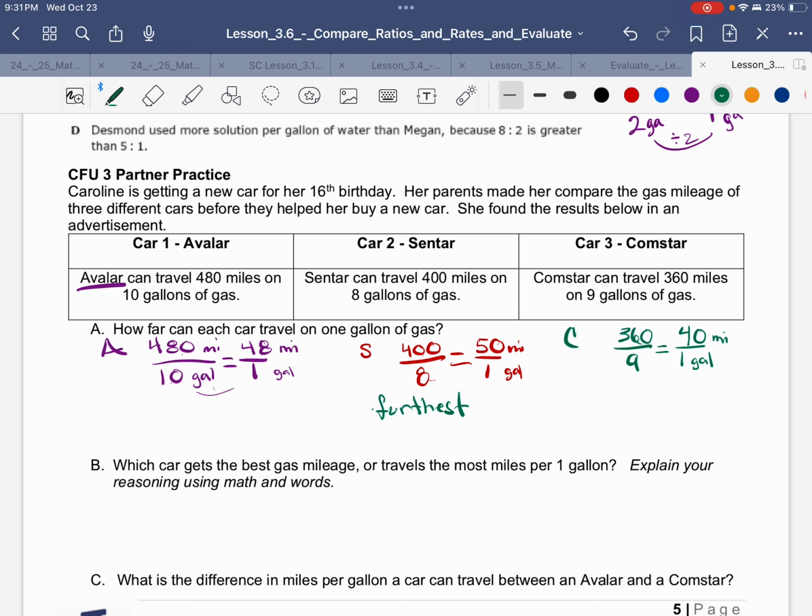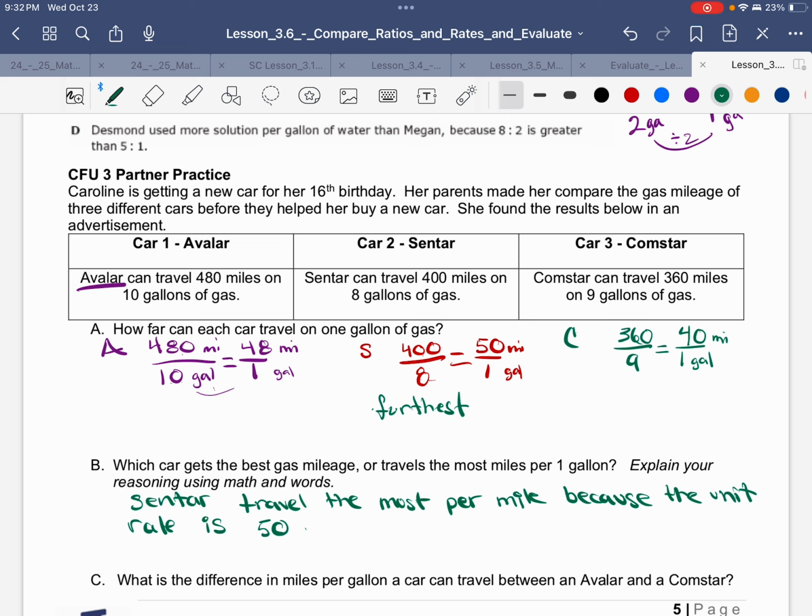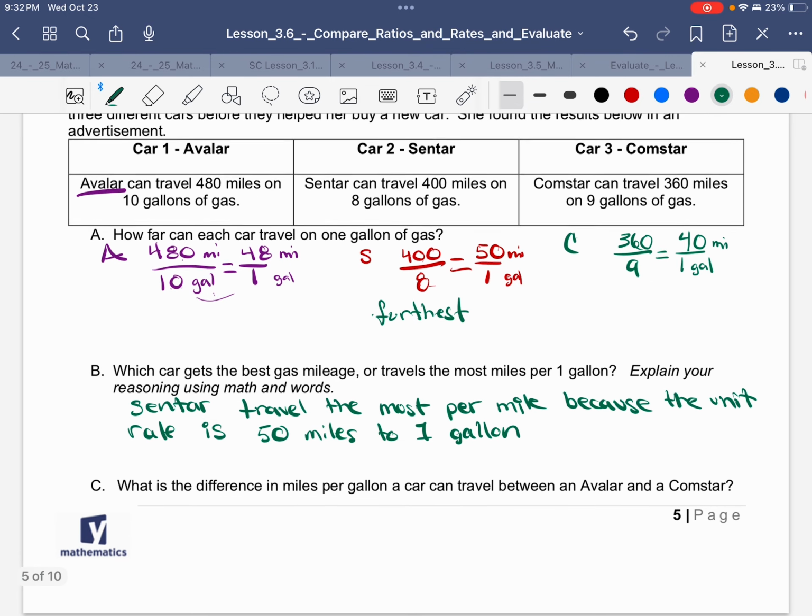Which car gets the best gas mileage or travels the most per 1 mile? Explain your answer. We just saw it. Centaur. Centaur travels the most per mile because the unit rate is 50 miles to 1 gallon. And that's more than the others.